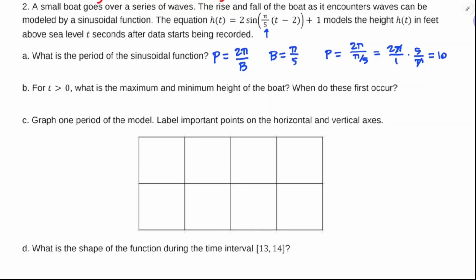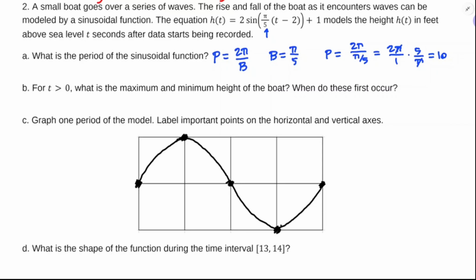Again, I think we need to draw a graph to make these determinations. So I'm looking over here, I'm seeing positive sine. So I'm going to say, all right, positive sine is one that starts in the middle and is going up. Give ourselves the best graph we can manage. Hey, that looks plenty good. And label important values on the horizontal and vertical axes.